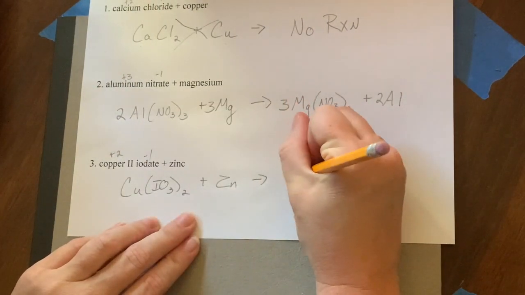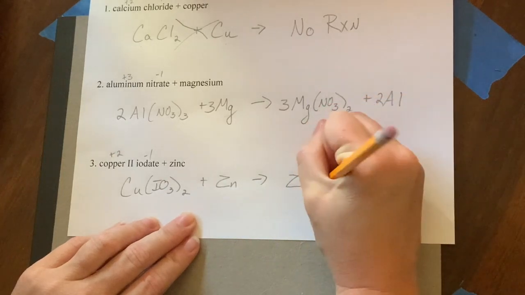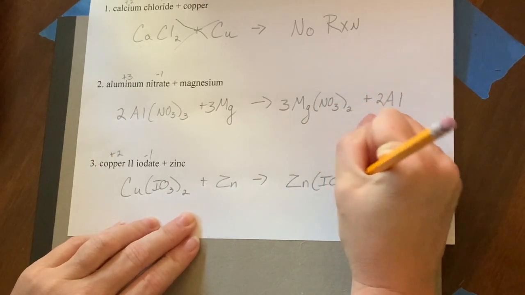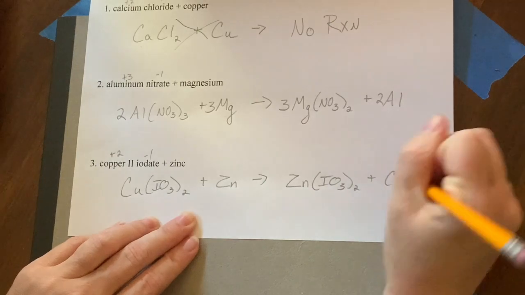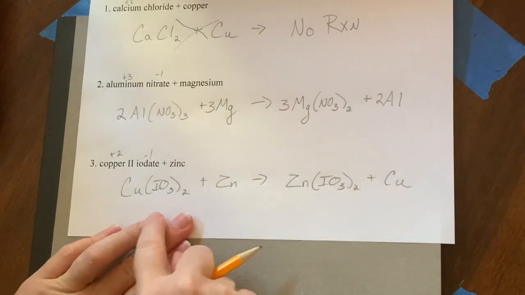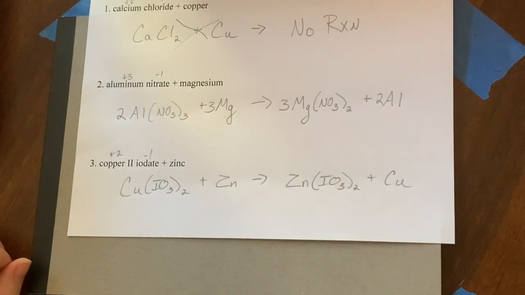All right, zinc in an ionic compound is +2, so that means I need 2 iodates. Copper is going to be kicked out. I check. I'm already balanced, so I'm good to go.